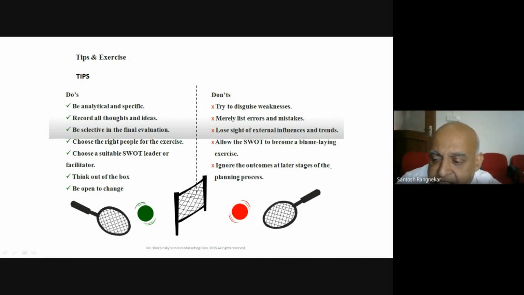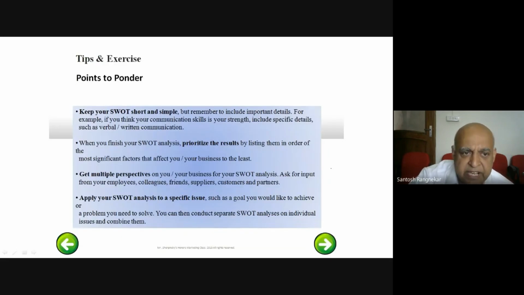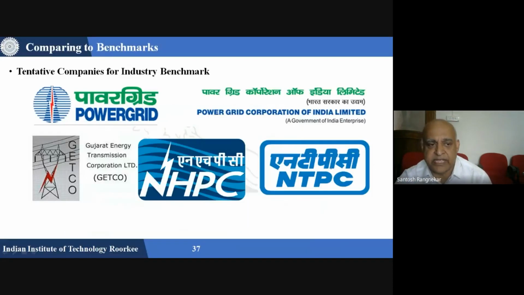Ignore the outcomes at the later stage of the planning process. Now here, in these tips, we are willing to break down the layers from the traditional method, record the results, and prepare a written tip. So keep it short and simple, prioritize the results, get multiple perspectives, and apply your SWOT analysis to a specific issue.